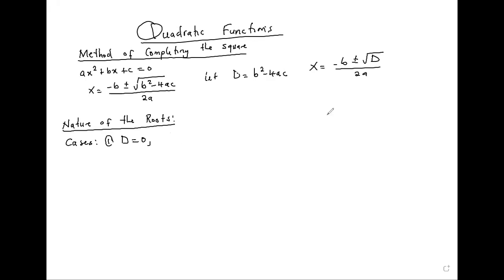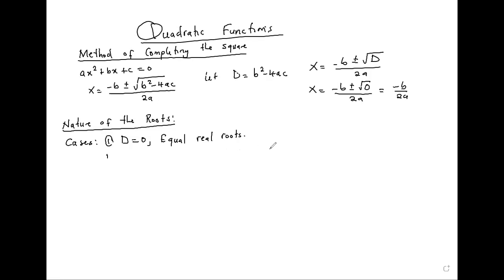what is the nature of the roots? If D is 0, what we'll have is x = (-b ± √0) / 2a. This will be -b / 2a. We only have one value of x. Because it was x squared, we expected to have two values of x. So for it to be one, it means that we had two, except they were equal. So we say we get equal value roots.